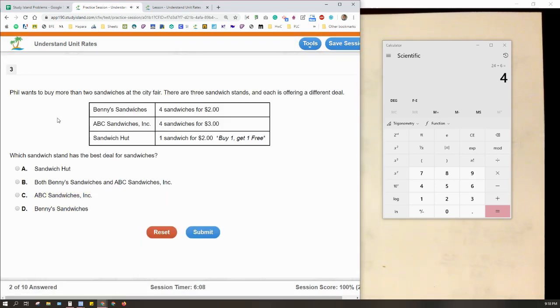Let's keep rolling right along. Number 3, Phil wants to buy more than 2 sandwiches at the city fair. There are 3 sandwich stands, and each one is offering a different deal.